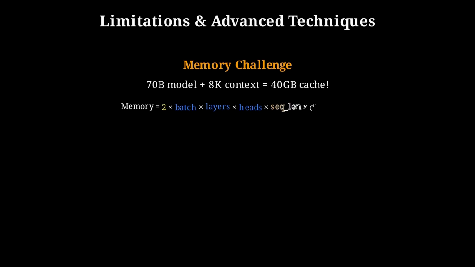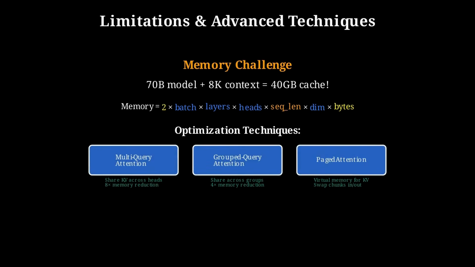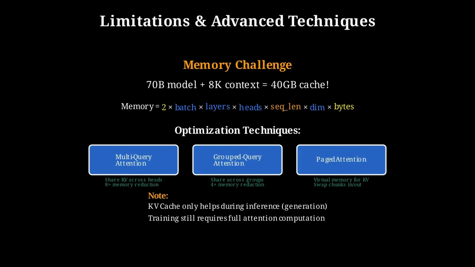But researchers developed several optimizations to address this. Multi-query attention shares keys and values across attention heads, reducing cache by 8 times or more. Grouped query attention offers a middle ground, sharing across groups of heads for 4 times reduction. PagedAttention manages cache memory like an operating system, swapping chunks in and out. Note that KV cache only helps during inference when you're generating tokens one at a time. Training still needs full attention computation.